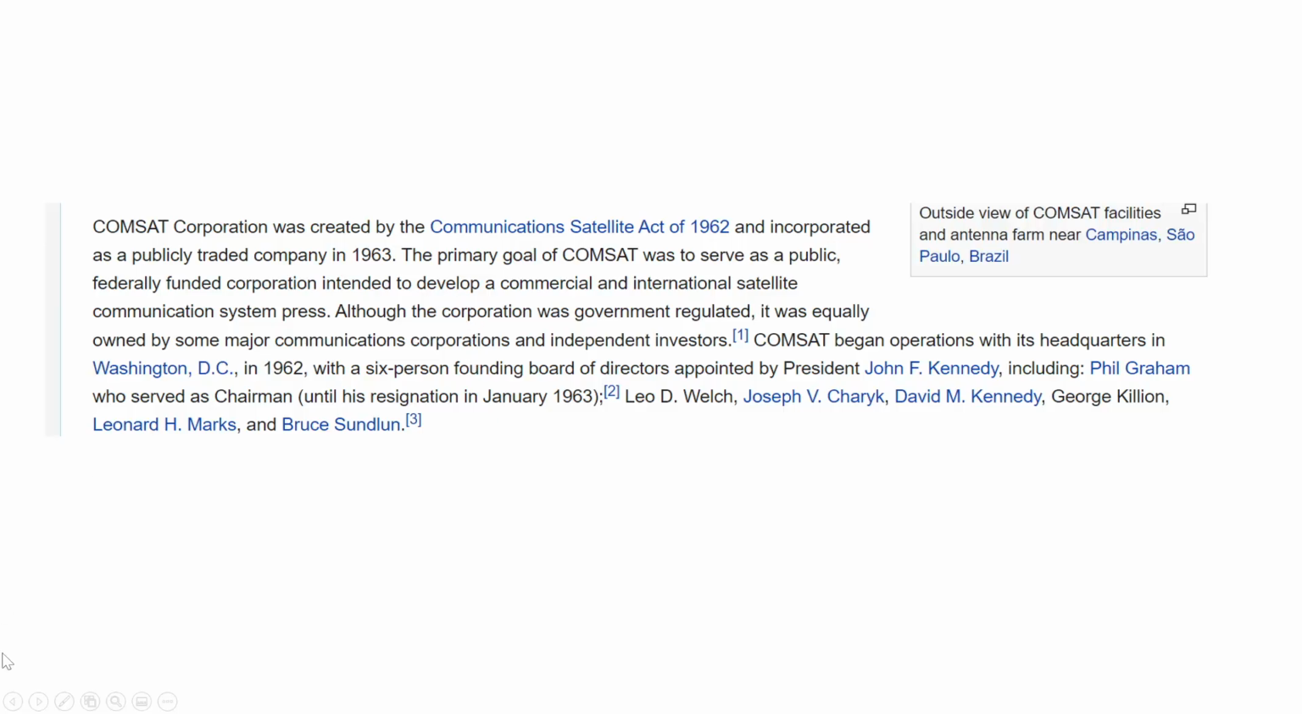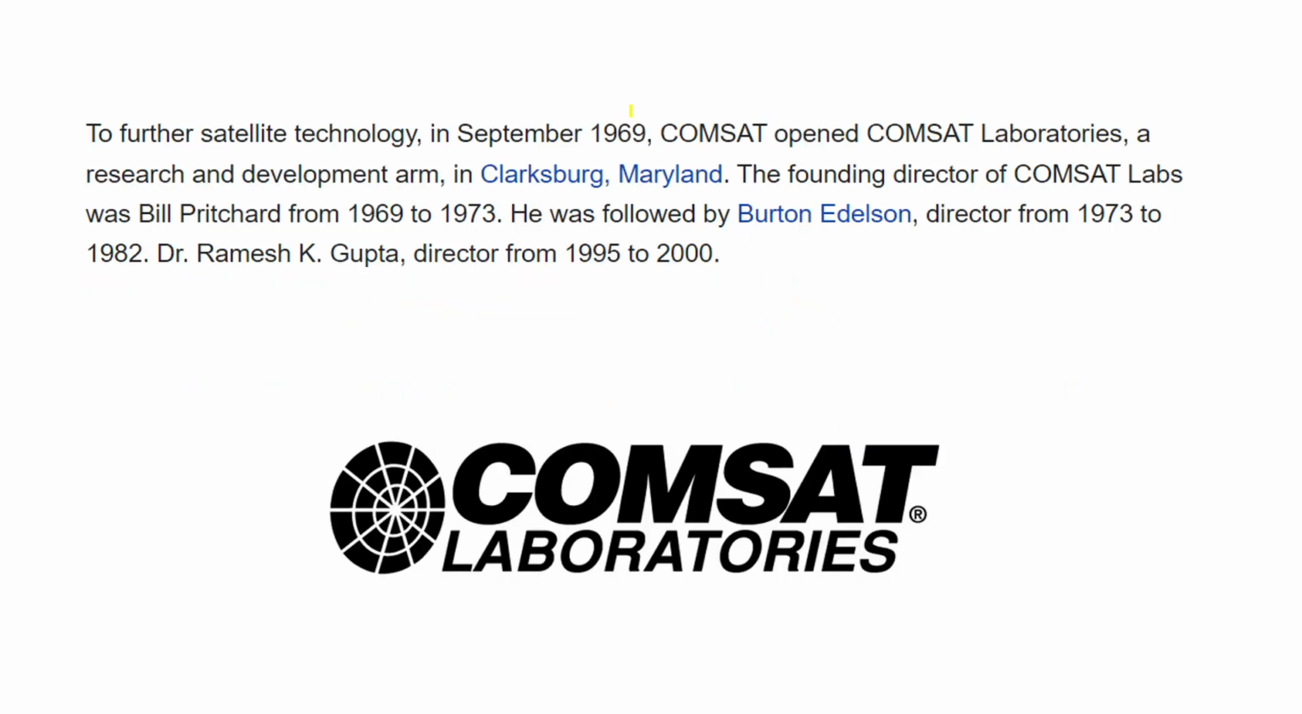So ComSat was originally created in 1962, the Communications Satellite Act of 1962. It was a federally funded corporation to develop a commercial and international satellite communication system. And President John F. Kennedy appointed a 6-person board of directors to begin with. And then ComSat set up, still in the 60s, in 69, ComSat Labs, which was the research and development arm based in Maryland, and the founding director was called Bill Pritchard.